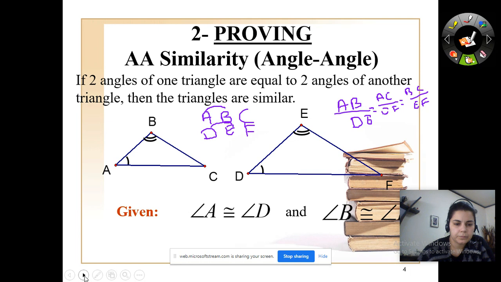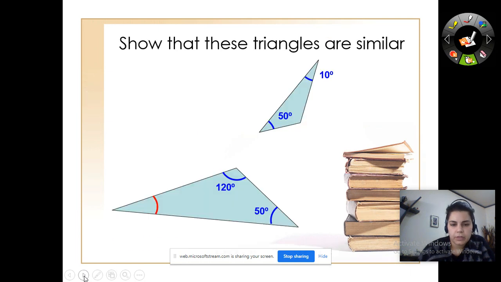Second method. So, conclusion, did you see the conclusion? They write the two triangles are similar and I can write the ratio. Now see this figure. If I look at this figure, I have here 10 degrees, 50 degrees. Here I have 120 and here I have 50. If I look like this, we're going to say, no, they are not similar.